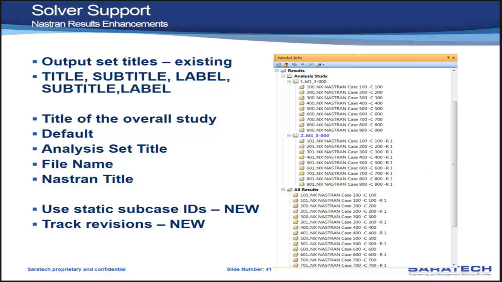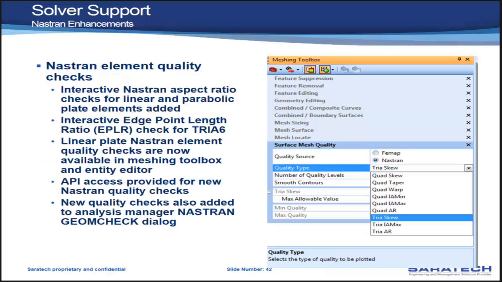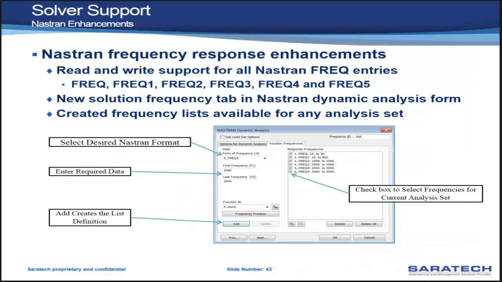There's also a Nastran element quality check, and this is an interactive Nastran aspect ratio check added for linear and parabolic plate elements. Basically it's going to be doing the same quality checks that Nastran will do, but now it's available in Femap as well. There is also an added Nastran frequency response enhancement.